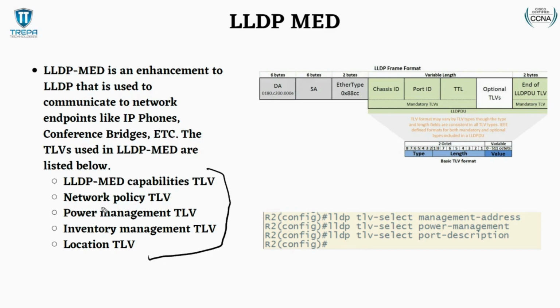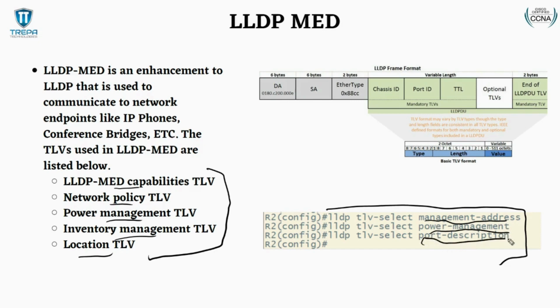And then you see here some of the common optional TLVs, right? Network policy, power management, inventory management, location. And then you see how we can configure these TLVs right here at global config to say, hey, we do want to send the management address. We do want to send the power management information or the port description. And if we don't want to send this information, we want to filter it, it's real easy. We just put a no in front of these commands, and LLDP won't put those optional TLVs on.